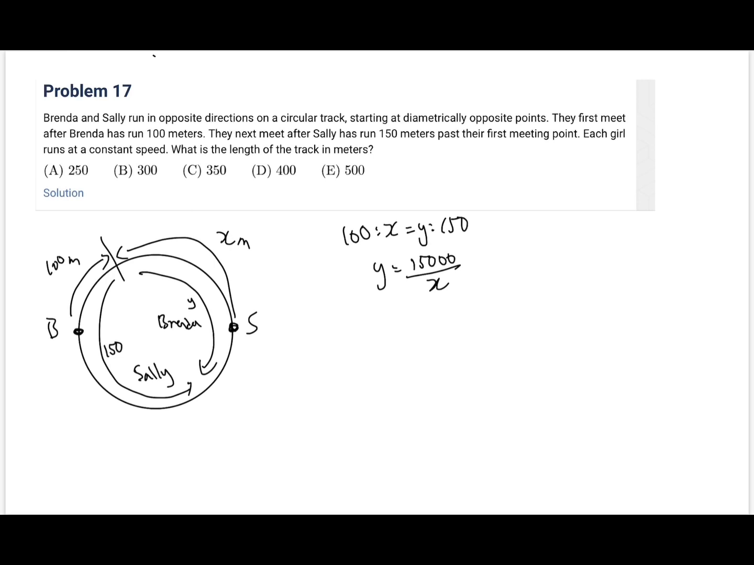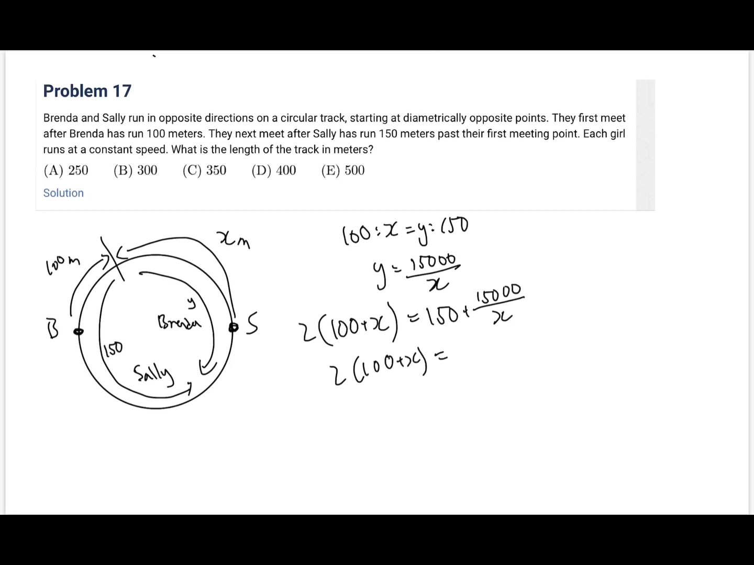This would be, let's say, 100 plus x times 2, right? Because 100 plus x is only half of the circumference of the circle. So to get the whole circumference, you have to multiply by 2. And so this will be equal to 150 plus y, which is 150 plus 15,000 over x. So 2 times 1,000. Yeah, 2 times 1,000. 2 times 100 plus x.